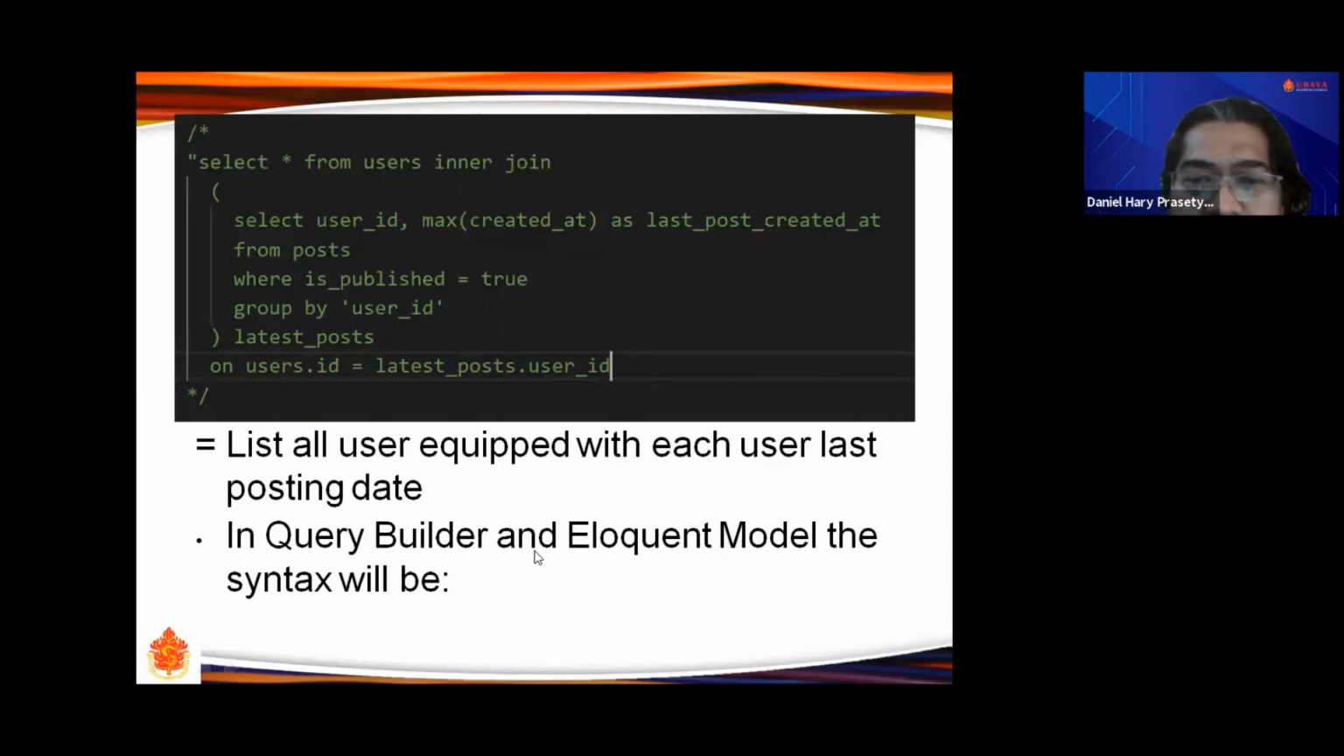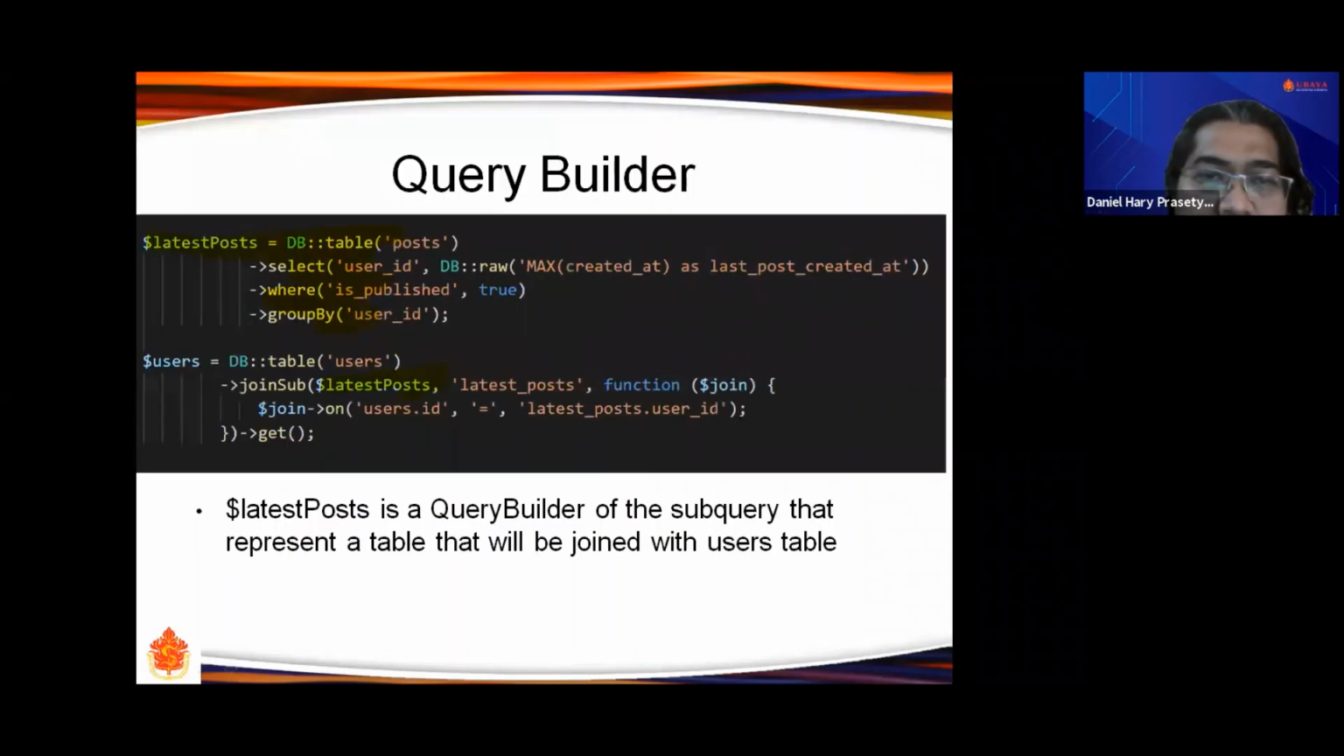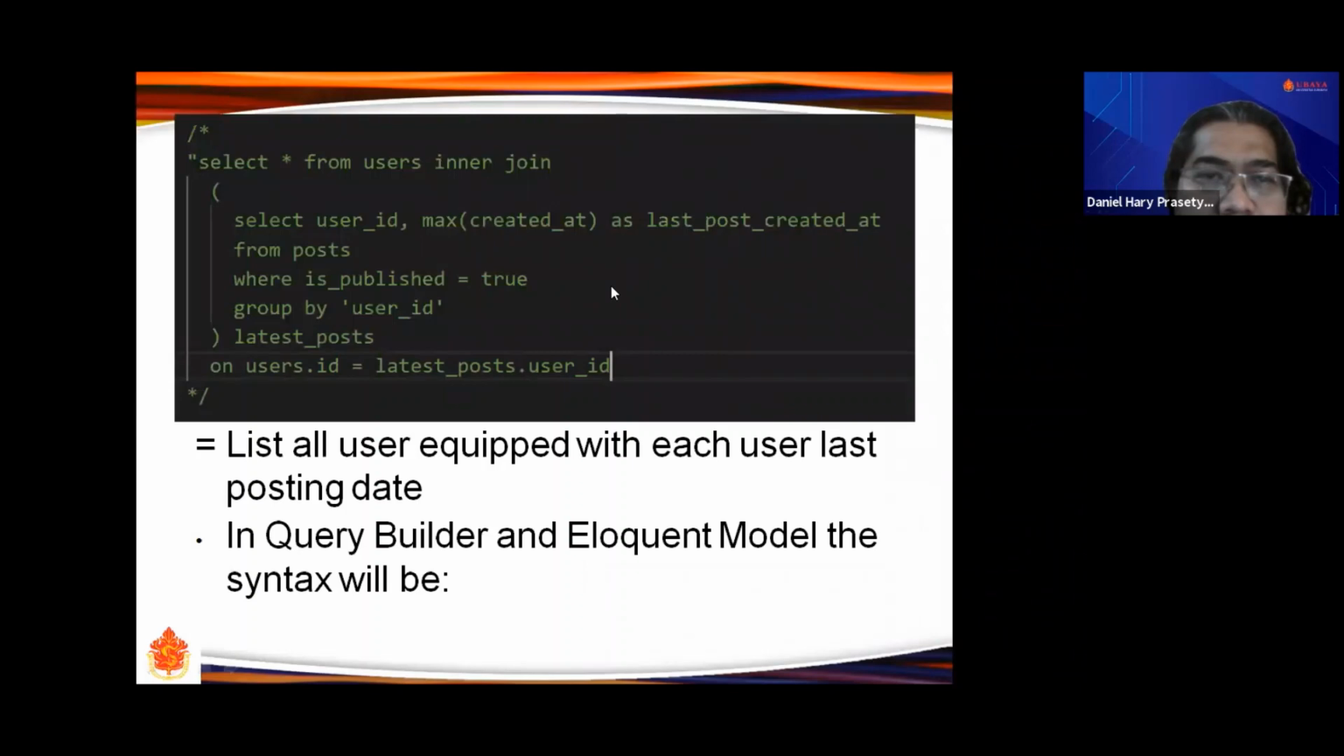In query builder and eloquent model, the syntax will be like this one. Okay, we create the latest post first. Table post select user max. We can use select raw. This one actually can be replaced with select raw max created at like our previous code. And then where is published and group by user, group by user, this one.